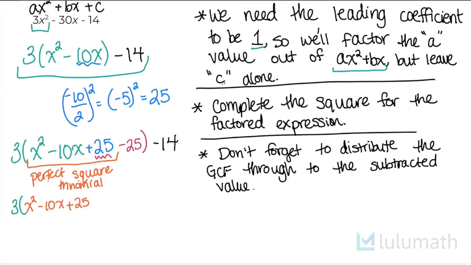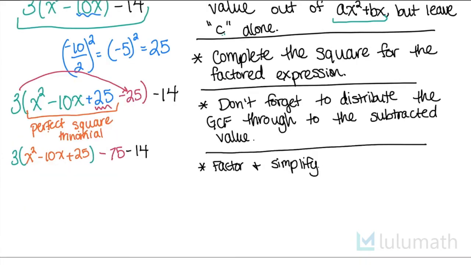So now I will rewrite my expression as 3 multiplied by x squared minus 10x plus 25, which is my perfect square trinomial. Then I will distribute the 3 through to this negative 25, which is negative 75, and I will copy down this minus 14. Now all I have to do is factor and simplify. So I'll copy this 3 down, and this x squared minus 10x plus 25 can be factored as a perfect square. So I will get x minus 5 quantity squared.